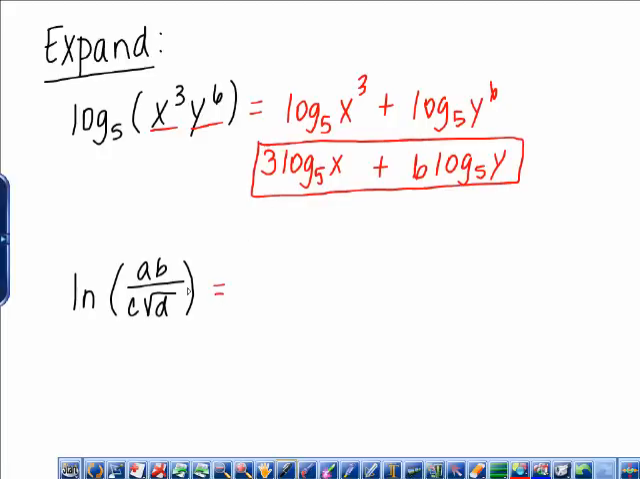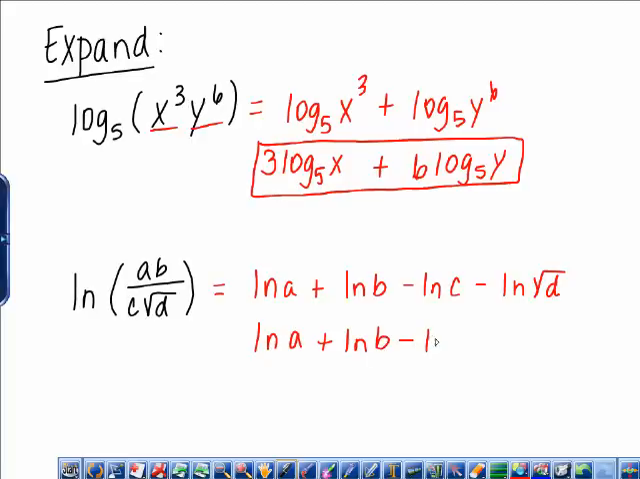On this next one, we have natural log. So let's go ahead and write all this out. We would have natural log of A plus natural log of B. So that's the easy part. Now I'm dividing, so I need to subtract the log. Minus natural log of C minus natural log of square root of D. Now, do you think you can go any further here? Square root of D is the same as D to what power? The 1/2 power. So my final answer is going to be natural log of A plus natural log of B minus natural log of C minus 1/2 natural log of D.